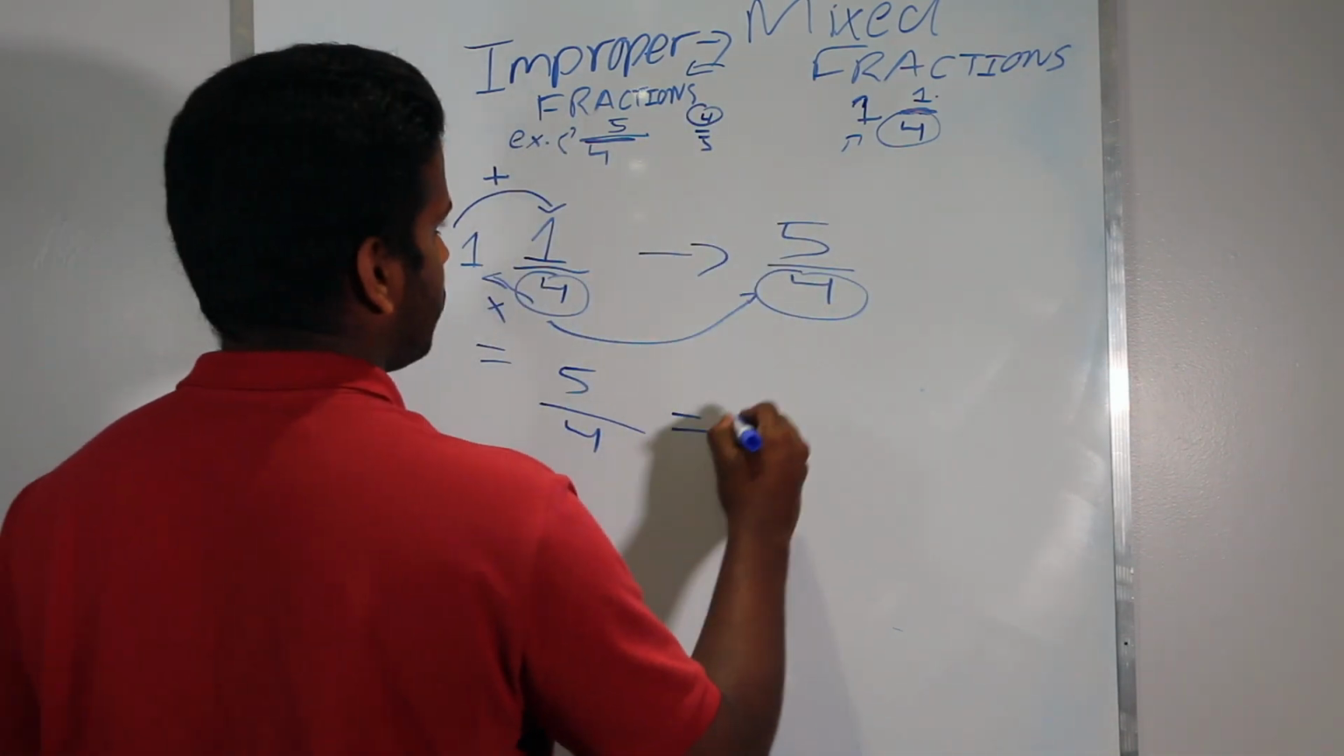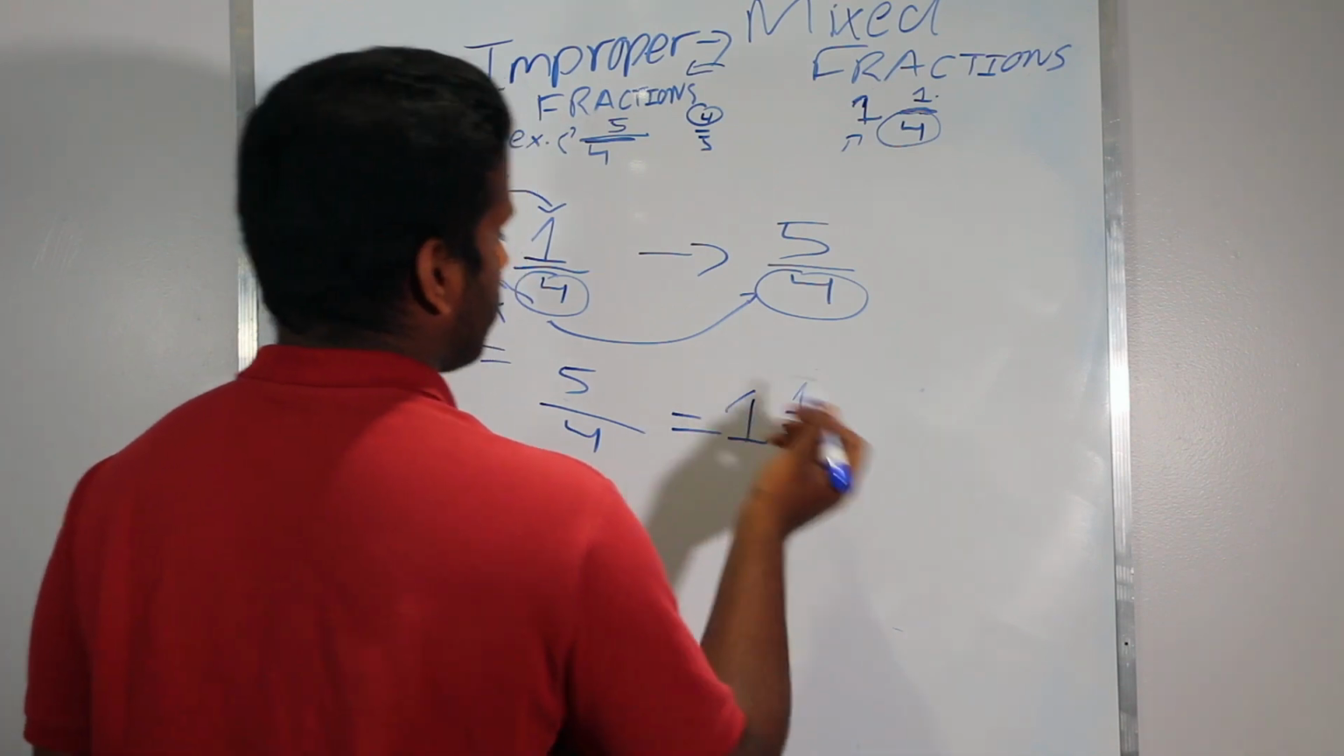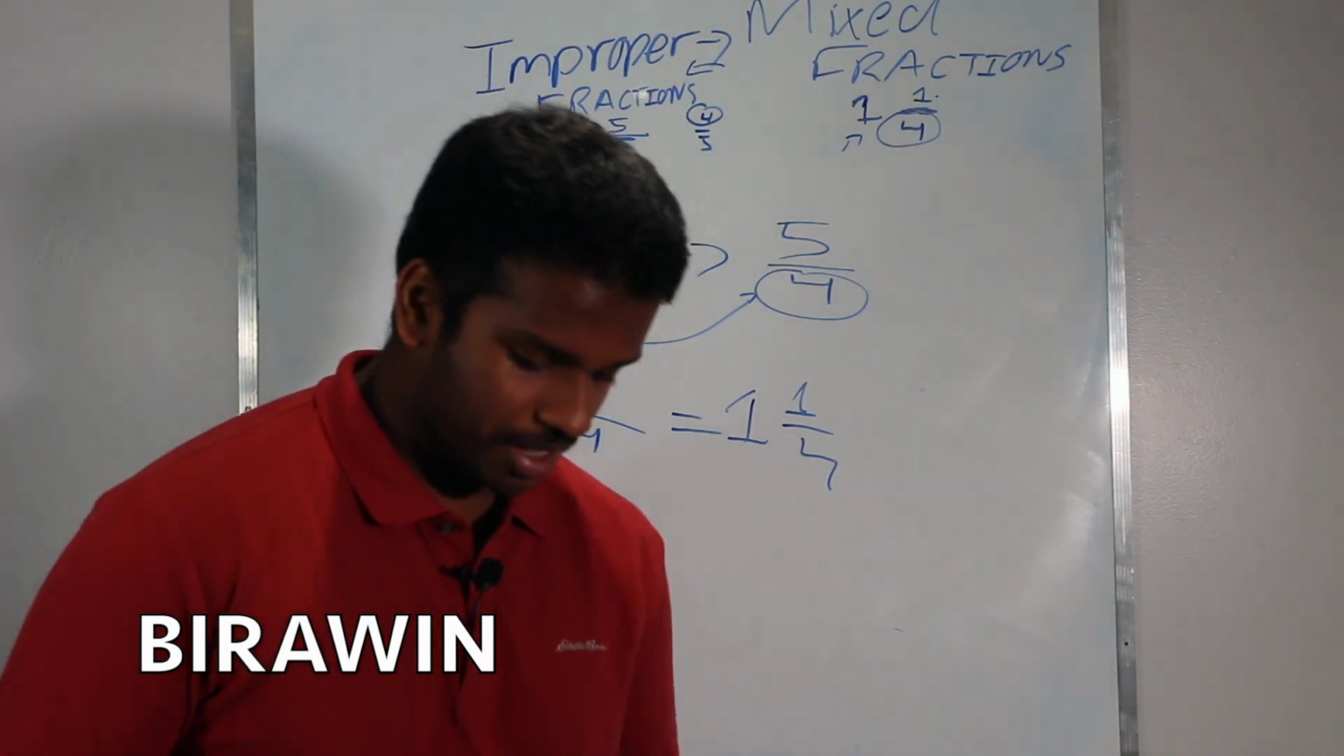So it is safe to say that 5 over 4 and 1 1/4 are equal. So this is how we convert between improper fractions and mixed fractions.